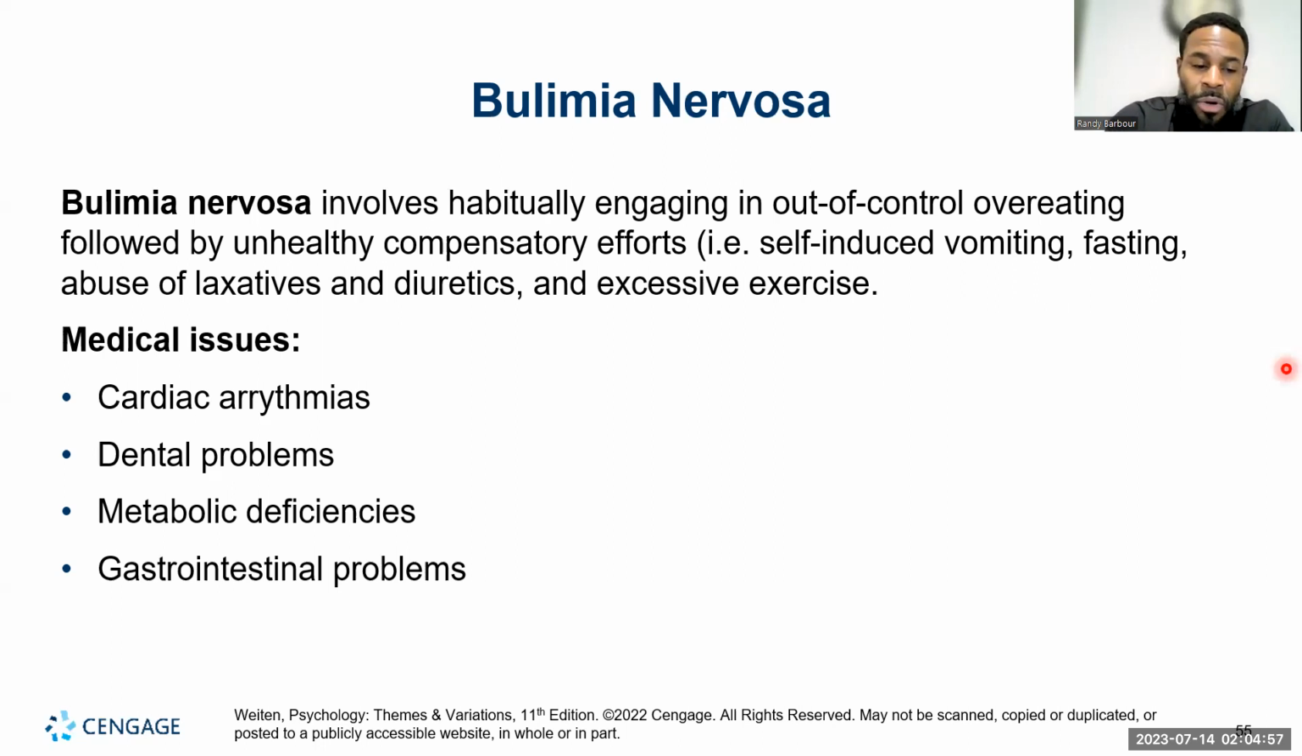Some medical issues associated with bulimia: cardiac arrhythmias, dental problems through, again, throwing up, the acid on your teeth. Metabolic deficiencies, obviously, you're not getting all your calories, but you are getting most of them. Gastrointestinal problems through vomiting, the gases and the acid in your stomach. But you think about someone who has bulimia, they're not going to look like they have a problem because they're getting more calories than someone who has anorexia, but it's still a huge problem because they're having unhealthy ways to compensate for their out of control eating.